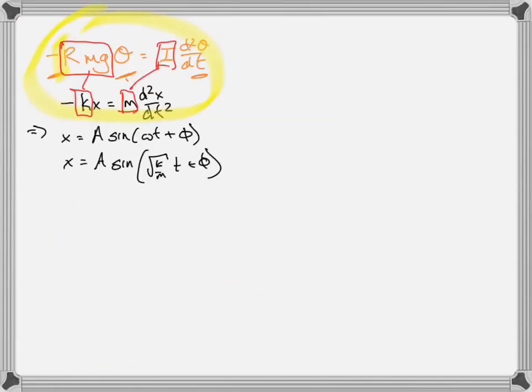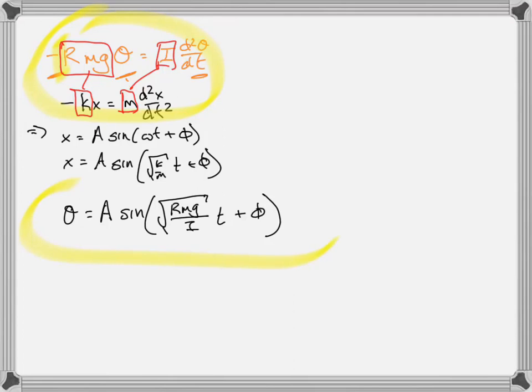Let me write this on a new page. Now, omega is the square root of k over m. I forgot to write that down. So now we just change our variables. x is theta. A is just the amplitude, the maximum theta. K is RMG. M is I. T is time. And phi is still just the phase, dependent on the initial conditions. What is theta when t is equal to 0? That gives us phi. And so this is the solution to the physical pendulum.